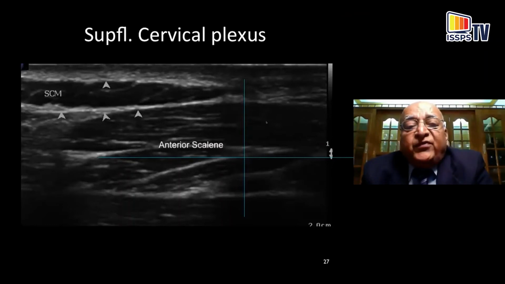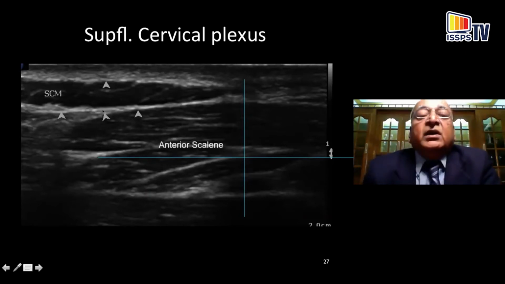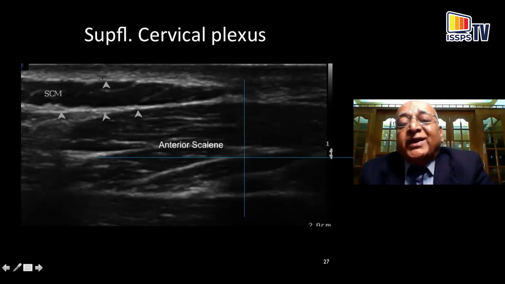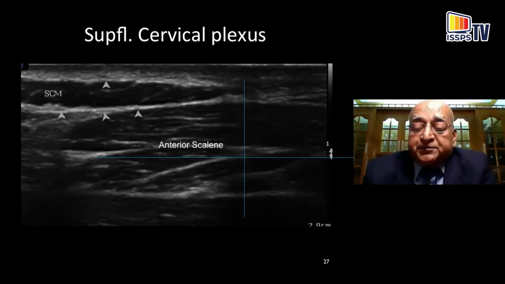Moving on to the superficial cervical plexus, which is located approximately at the level of the C2, 3, 4 vertebral levels. The most important location is the posterior border of the sternocleidomastoid. The three nerves of the superficial cervical plexus are located just beneath the posterior border of the sternocleidomastoid. And sometimes you will find the greater auricular nerve just above the sternocleidomastoid.